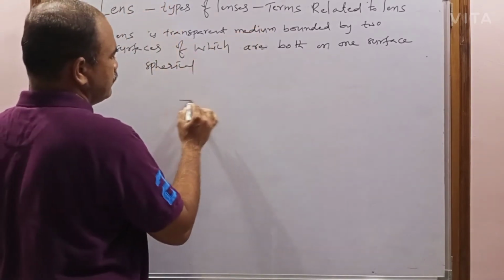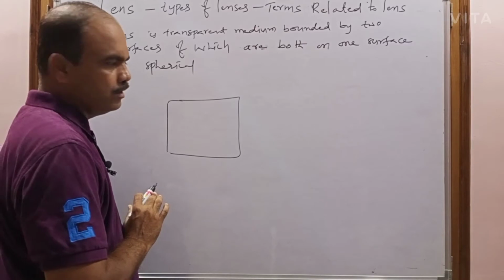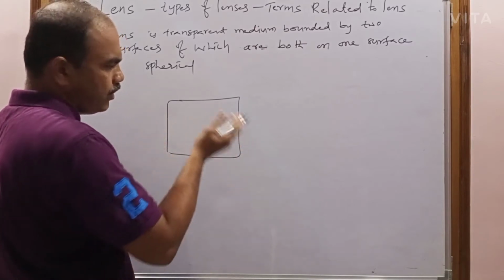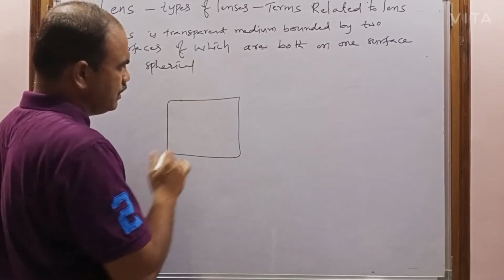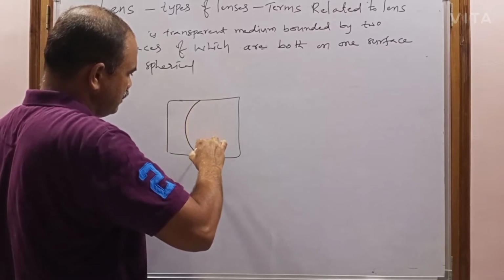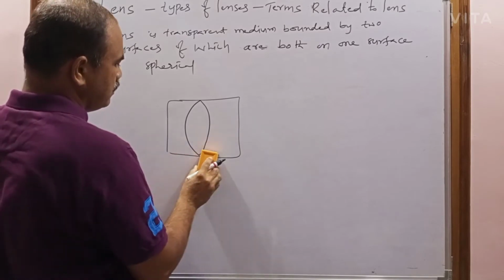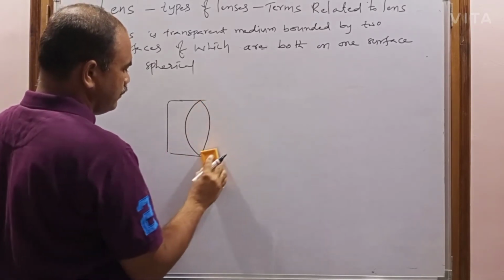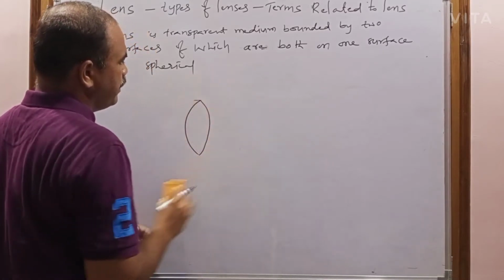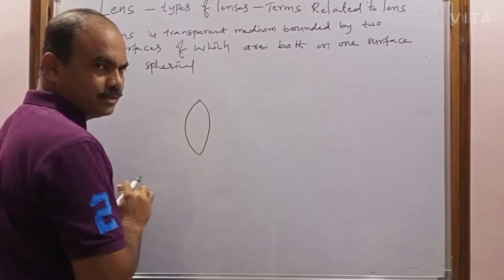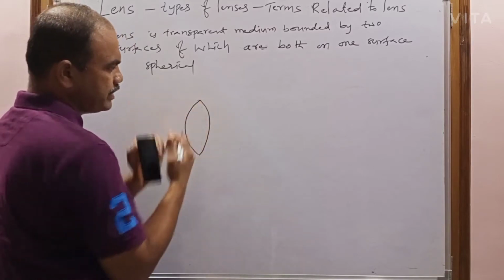For example, consider a transparent medium. Now this transparent medium can be cut such that it has two spherical surfaces. It will be cut like this, and after that the remaining part is removed. Now it becomes a lens. This is a transparent medium bounded by two surfaces, and both surfaces are spherical.